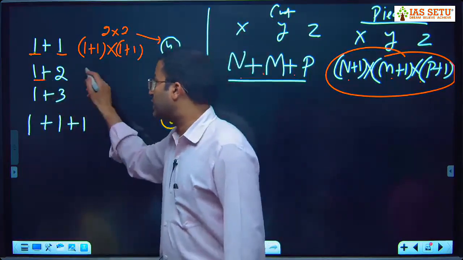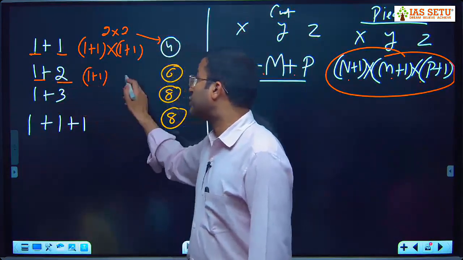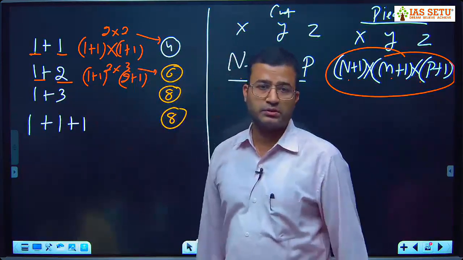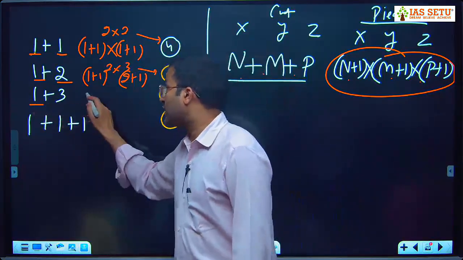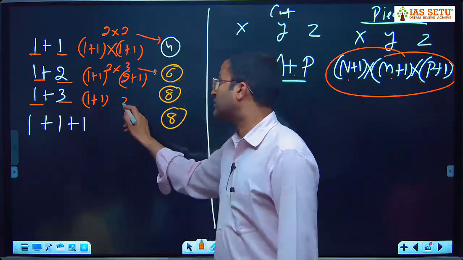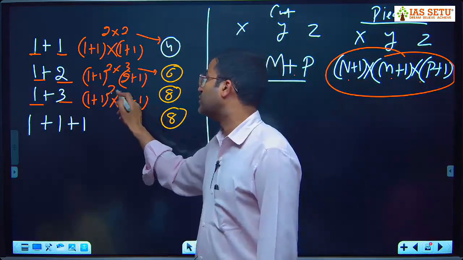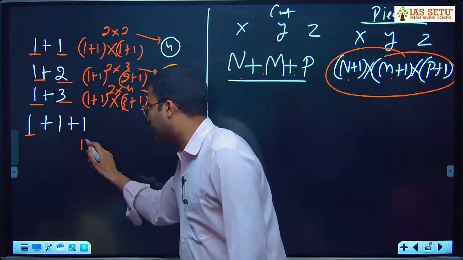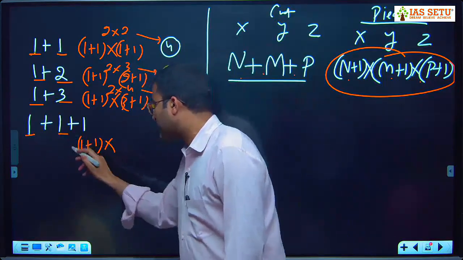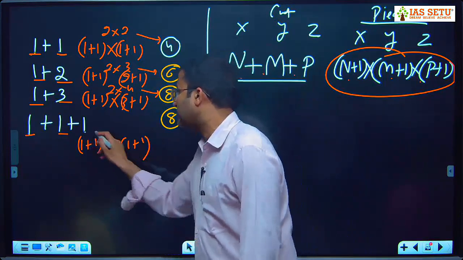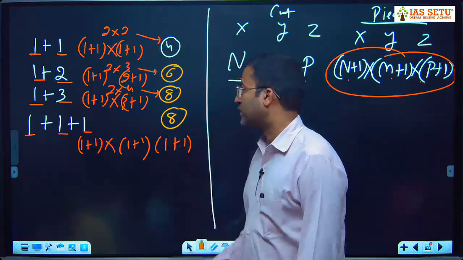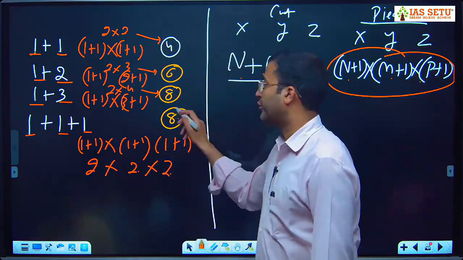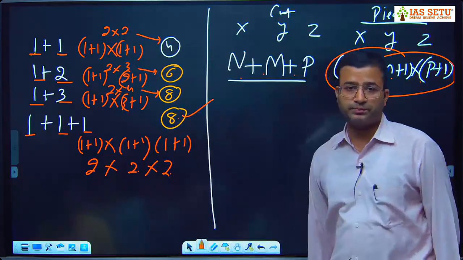This 1 cut gives you 1 plus 1 pieces. This 2 cuts give you 2 plus 1 pieces. 2 into 3, 6. You can check. This 1 cut gives you 1 plus 1 pieces. This 3 cuts give you 3 plus 1 pieces. 2 into 4, 8. So this 1 cut gives you 1 plus 1 pieces, this 1 cut gives you 1 plus 1 pieces, this 1 cut gives you 1 plus 1 pieces. 2 into 2 into 2, 2 into 2, 4, 4 into 2, 8, we get the answer.